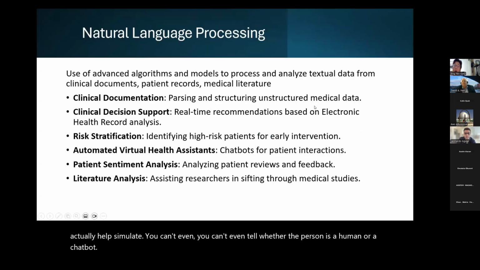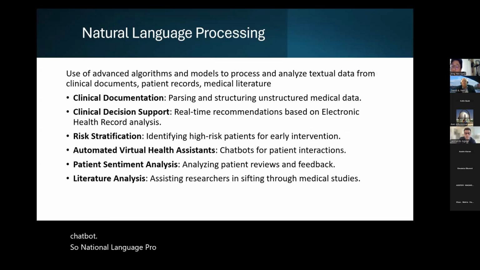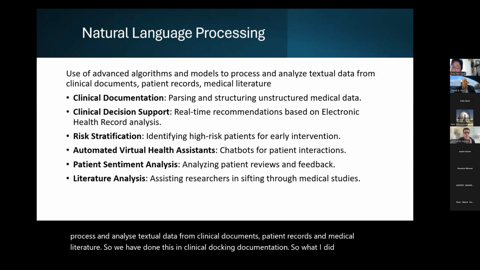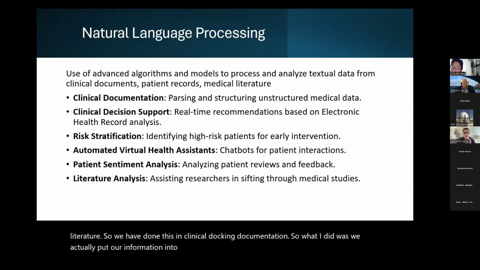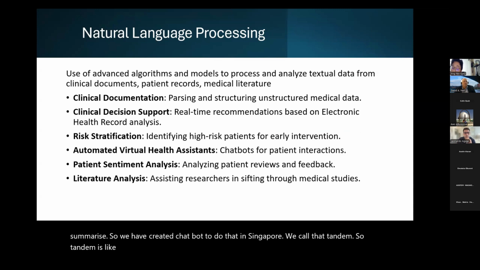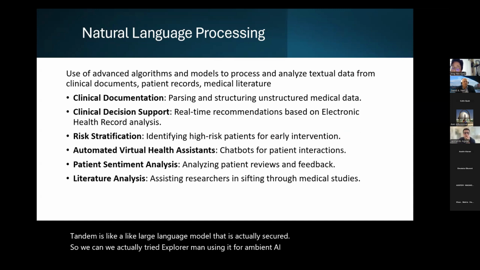Natural language processing is the use of advanced algorithms and models to process and analyze textual data from clinical documents, patient records, and medical literature. We have done this in clinical documentation. We put our information into a secured chatbot, and then it can help summarize. In Singapore, we call that Tandem. Tandem is a large language model that is secured. We tried experiments using it for ambient AI as well as transcription AI.